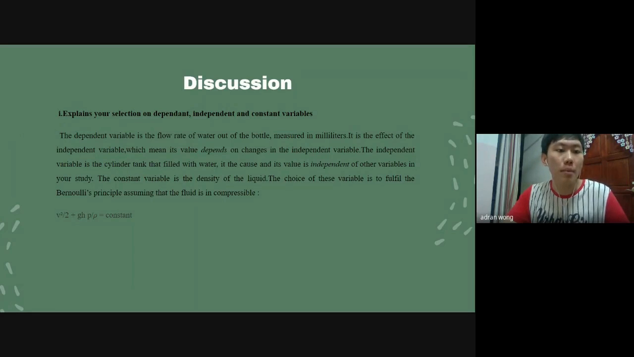The independent variable is the cylinder tank filled with water. It is the cause, and its value is independent of other variables in the study. The constant variable in this experiment is the density of the water. The choice of this variable is to fulfill the Bernoulli principle, assuming that the fluid is incompressible, which is v squared over 2 plus gh plus p over rho equal to constant.